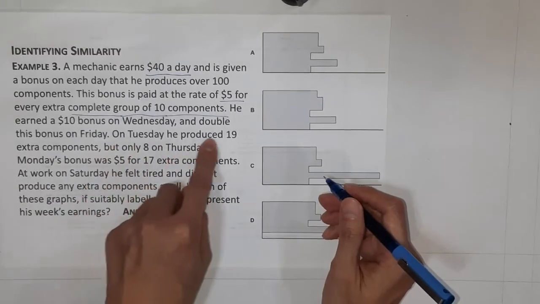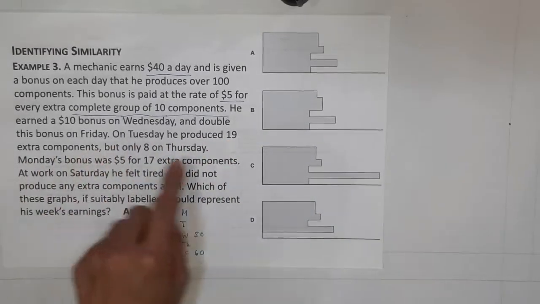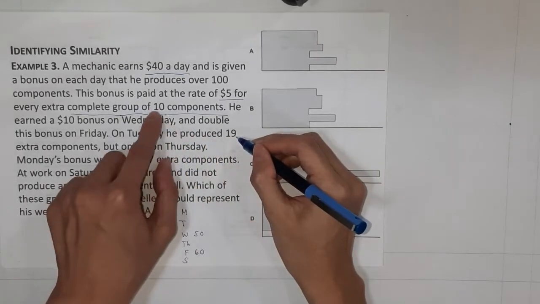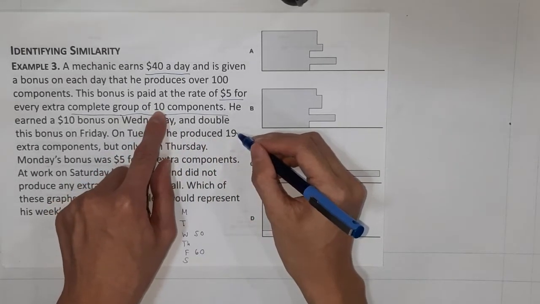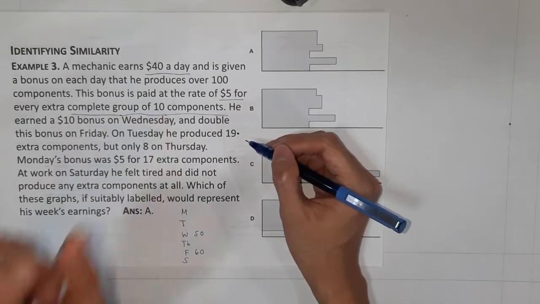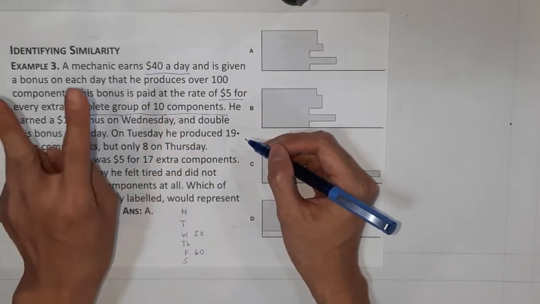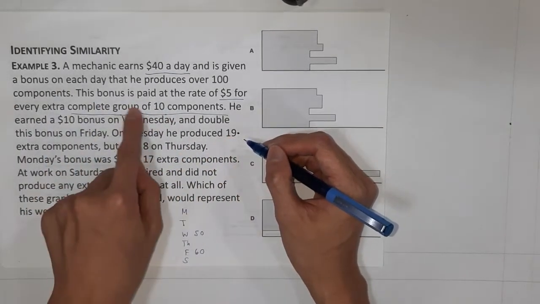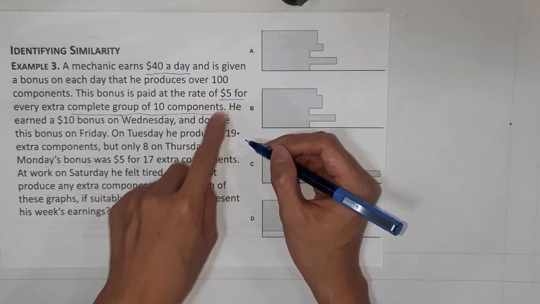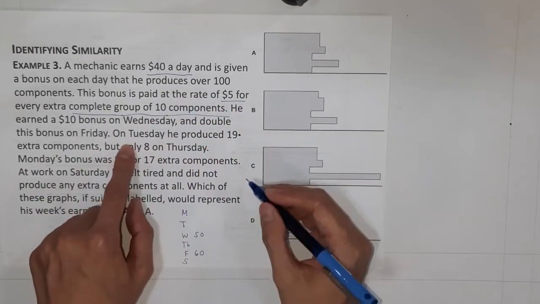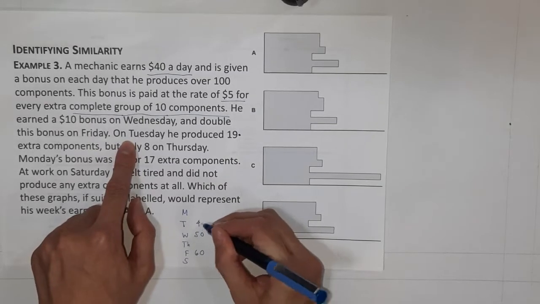On Tuesday, he produced 19 extra components. Okay, magkano ang magiging bonus niya kung 19? Remember, dapat makabuo ka ng groups of 10. Ilang groups of 10 ang makukuha mo sa 19? Isa lang. Kasi kung dalawang groups of 10, dapat 20. Hindi umabot. So, you only get one group of 10. So, ang bonus mo ay 5 lang. So, on Tuesday, kumita siya ng 45. May extra na 5.